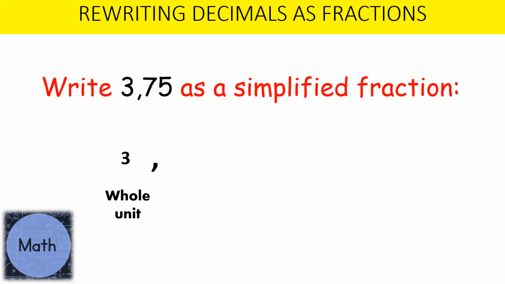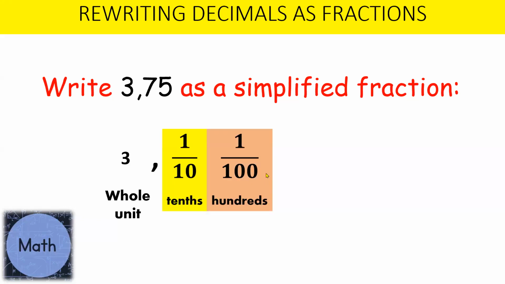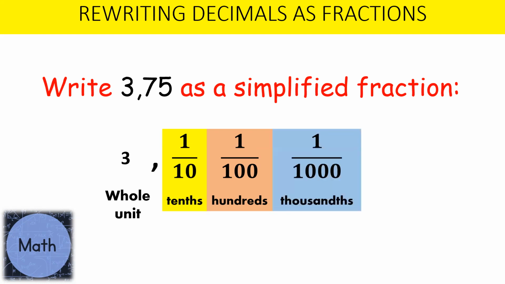So first of all, the 3 is the whole number, which is in front of the comma. And then we have the comma. And then behind the comma, we have a tenth. And we can rewrite this as 1/10. The second value after the comma would be a hundredth, and we could rewrite this as 1/100. And the third value after the comma would be a thousandth, and we could rewrite that as 1/1000.